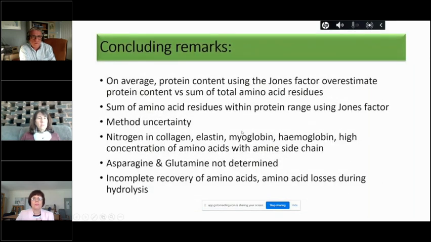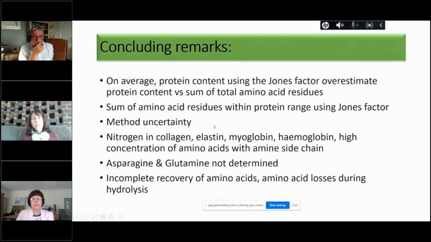So just my concluding remarks. On average, the protein content using the Jones factor overestimates protein content versus the sum of total amino acid residues. But in each case, if you look at the range of the protein and the range of the amino acid residues, it is within this protein range using the Jones factor. We must also take method uncertainty into account when we decide on other conversion factors.